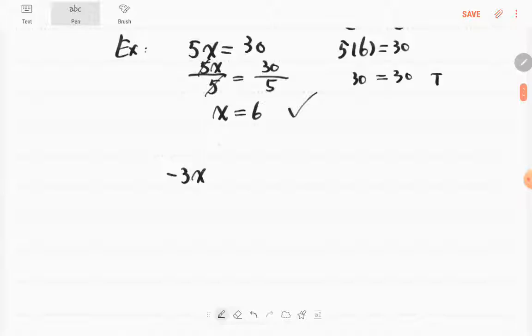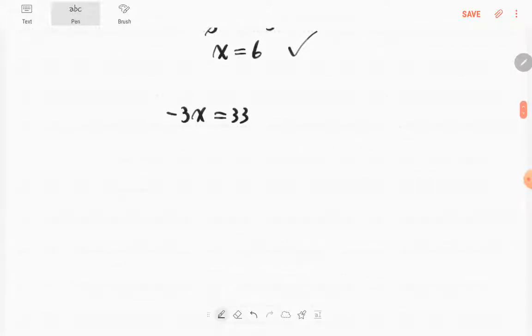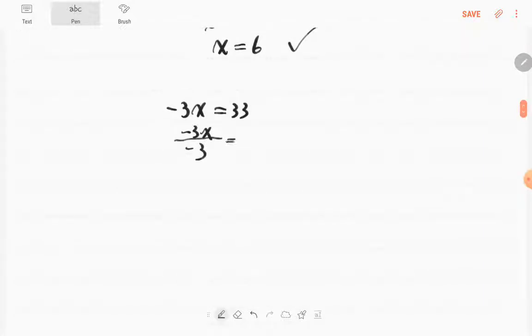Negative 3x equals 33. So we still need to separate the x. So we divide the coefficient of x from both sides. So for this side, we will get 1x, yes, I just put x here. And here we'll get negative 11. Okay? You can also test if you did it correctly or not.